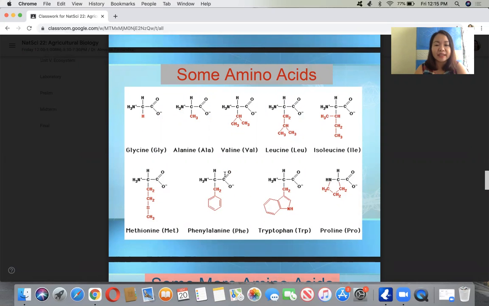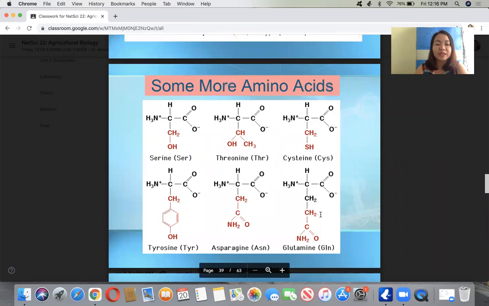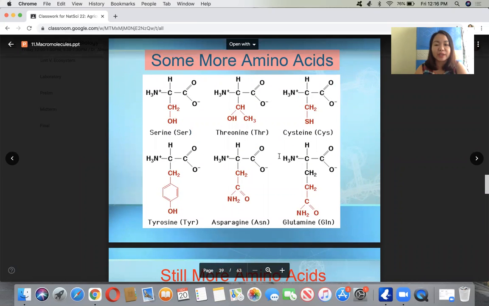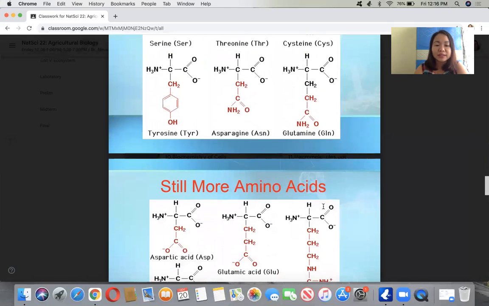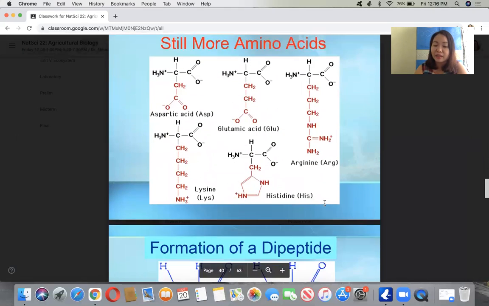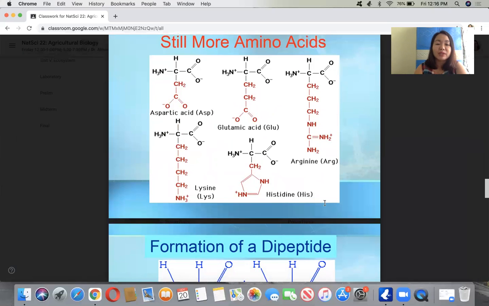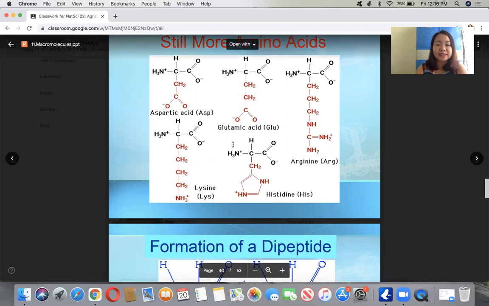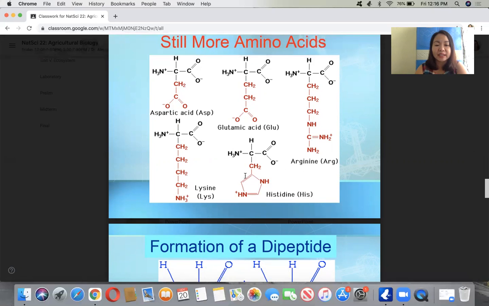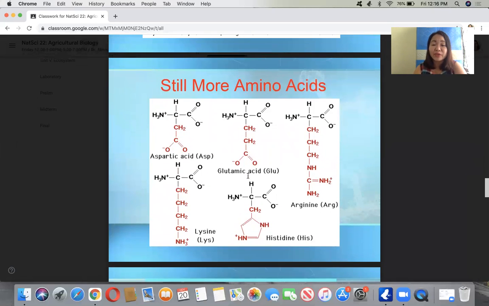We have glycine, alanine, valine, leucine, isoleucine, methionine, phenylalanine, tryptophan, and proline. Some more amino acids are also serine, threonine, cysteine, tyrosine, asparagine, and glutamine. There are still more amino acids, as there are 20 in all, like aspartic acid, glutamic acid, arginine, histidine, and lysine, which are very important for the body.